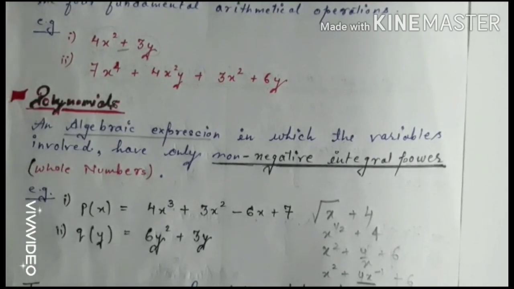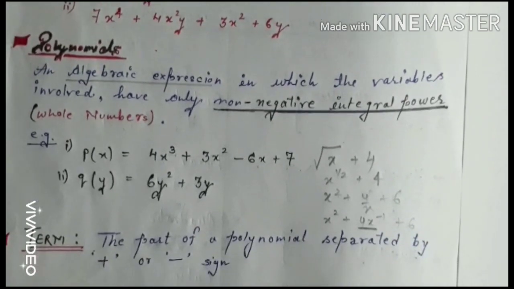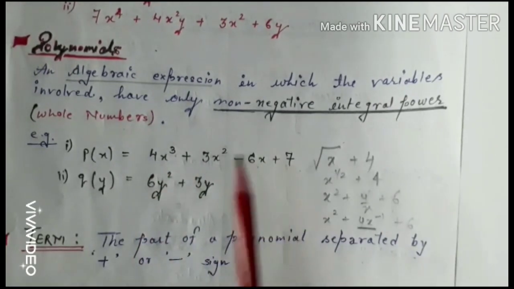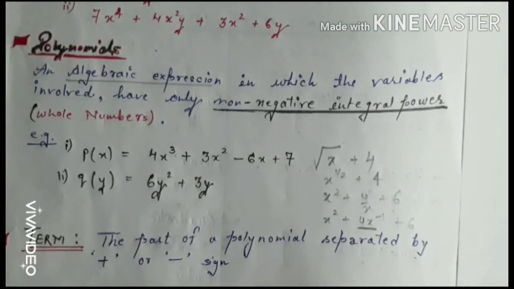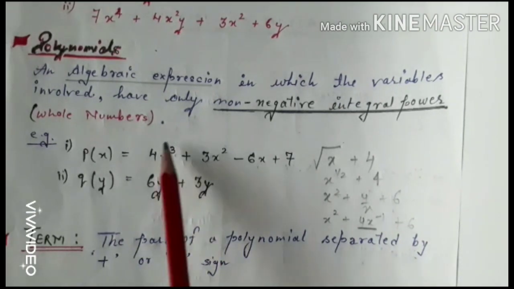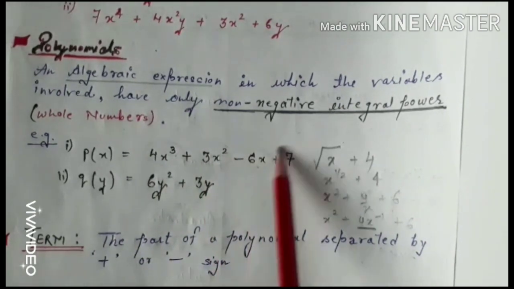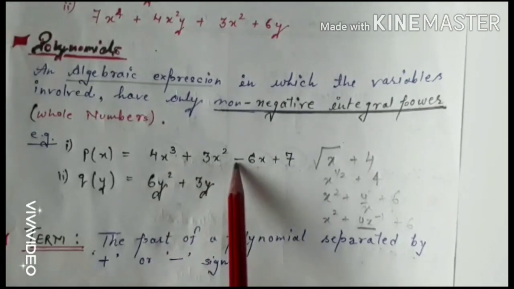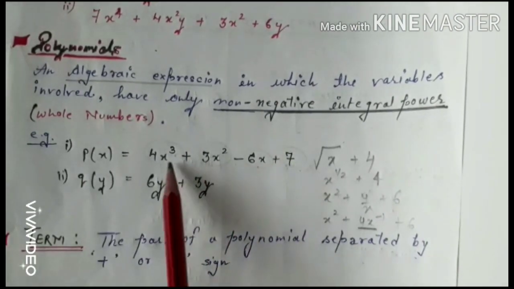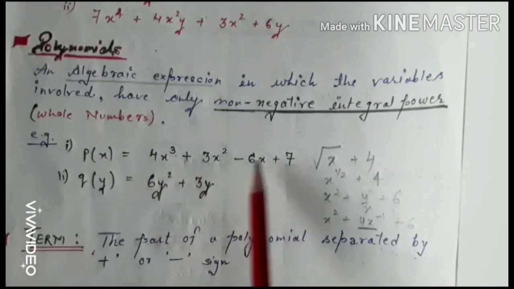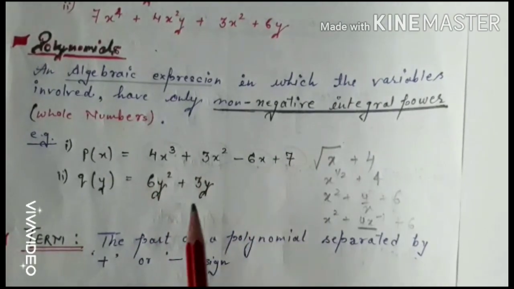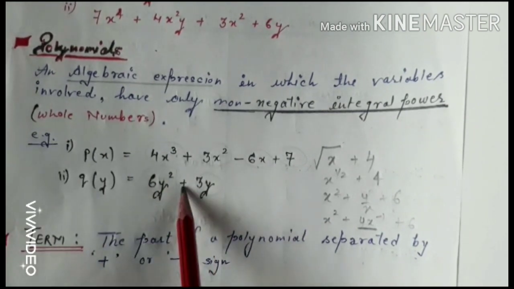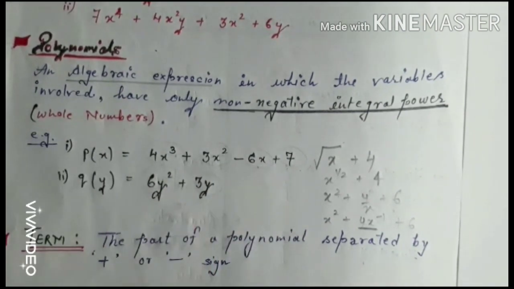Okay. Now terms. What is the meaning of a term? Generally, a term is a part of a polynomial, an algebraic expression, separated by positive or negative sign. That means these are your terms because they are separated by positive or negative sign. So this is your first term, second, third and fourth. Here how many terms? 4 terms. And for this, this is the first term, this is your second term. They are separated by positive or negative sign.